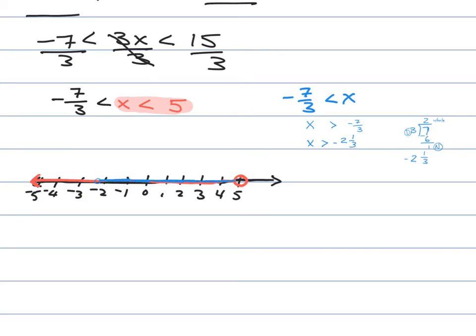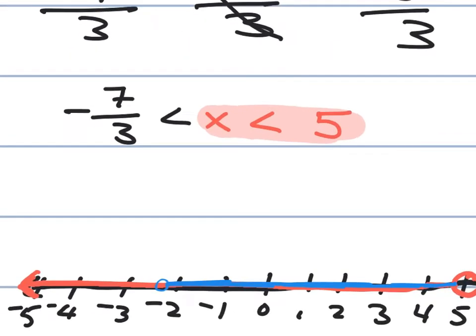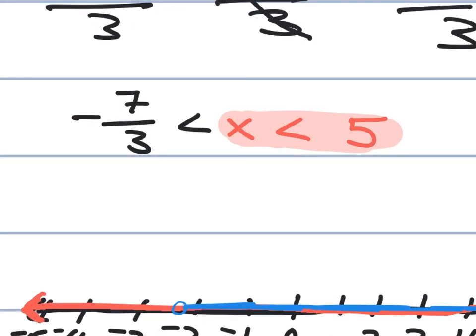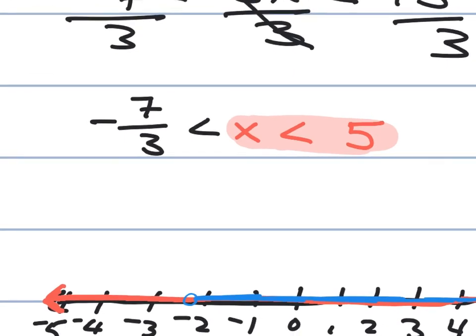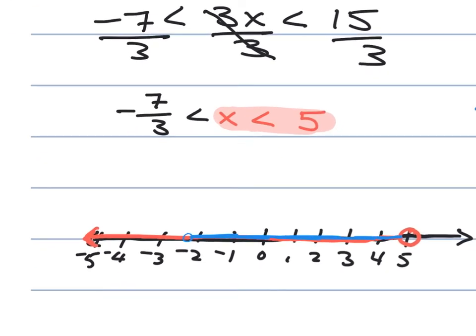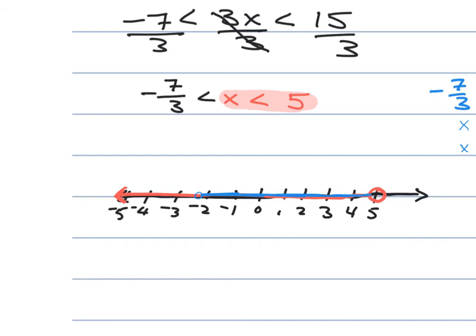Now, if you notice, there is an overlap. That's what we're looking for, because x should be a number that is greater than negative 7/3, aka negative 2 1/3, and less than 5. So what I'm going to do is erase that extra area. I don't want that extra area. So not this, and not this.